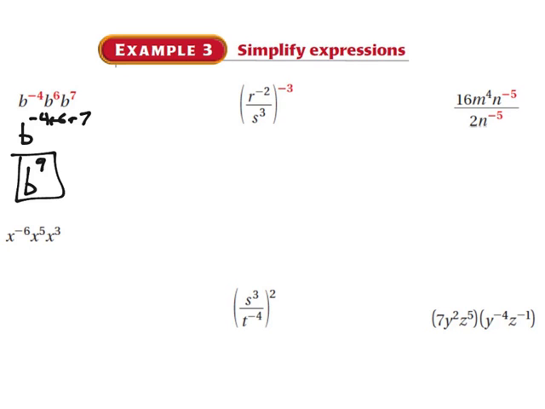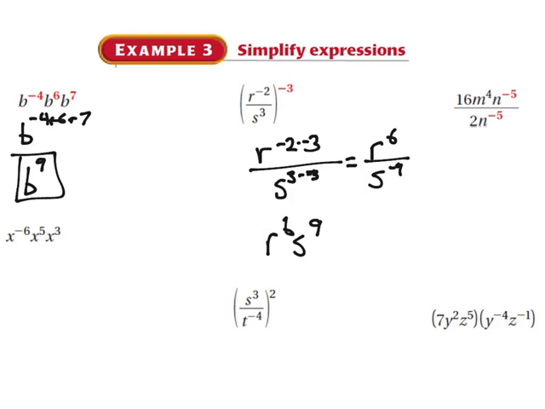Okay, again we multiply here, so it'd be r to the negative 2 times negative 3 over s to the 3 times negative 3. And we end up with r to the 6th over s to the negative 9th. Now there can't be a negative on the bottom, just like there can't be a negative on the top. So with this negative on the bottom, we're going to bring that to the top because really, if it's a negative on the bottom, it goes on the top. If it's a negative on the top, it goes on the bottom. So right now we have r to the 6th, s to the 9th.